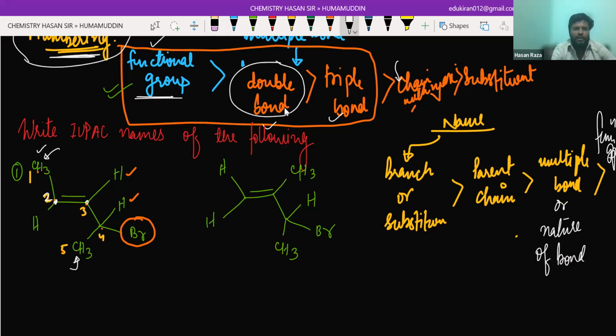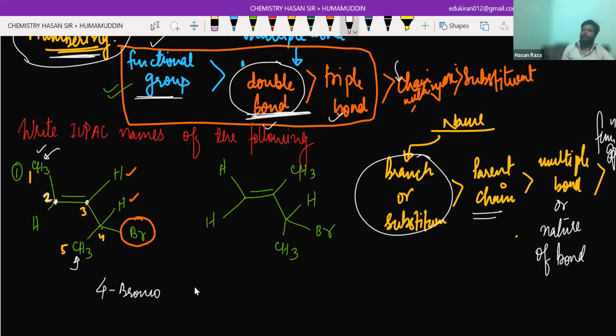So you can see you have only a multiple bond, the double bond. First you write the name of the branch. What is the branch? Fourth position, and bromine is present. So 4 bromo. Then the parent chain: how many carbons? 5 carbons, so pent. Then the nature of bond: double bond is present at the second position. So its name will be pent 2 ene. For double bond, we write ene. Yes or no? No. 3 bromo. Very good.